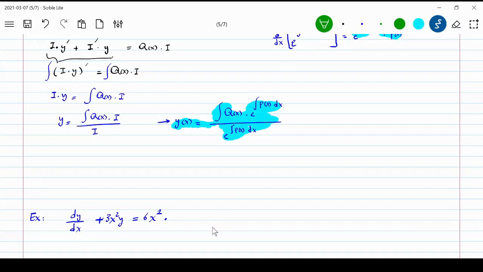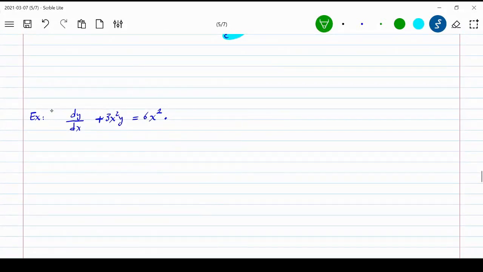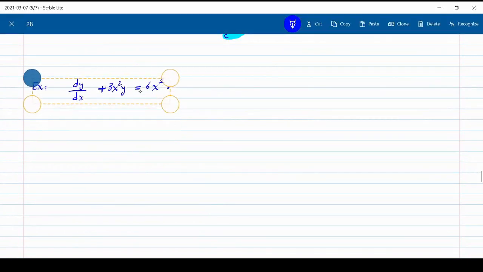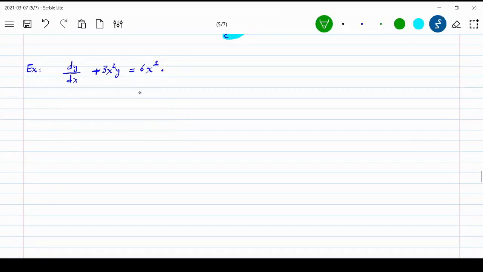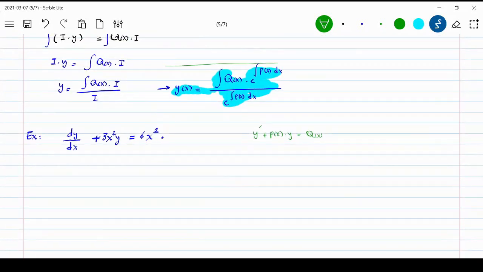So let's start doing it step by step. Here is an example, and let me shift this up a bit. The question is to solve this linear equation, and you always check to see if it's in the form of y prime plus p of x times y equal to q of x. If it's not in this format, you have to rewrite it in this format to make sense of what p of x and q of x are. Then you can replace them into the equation here.